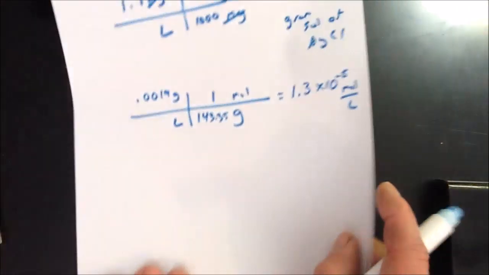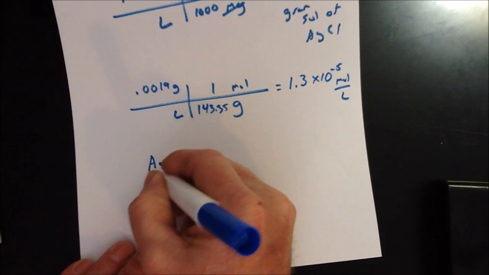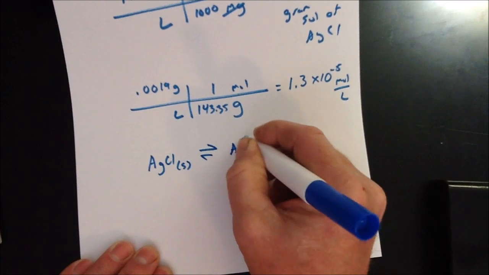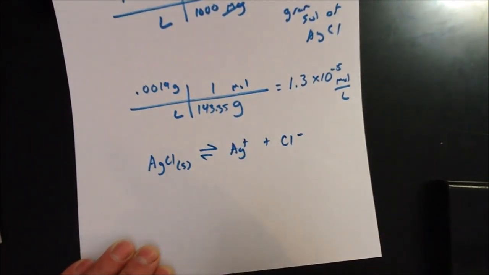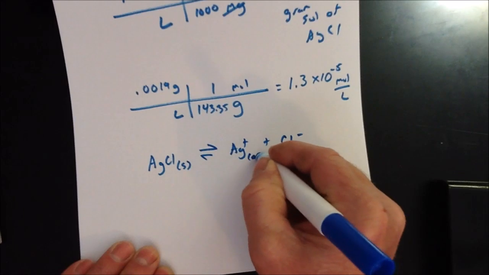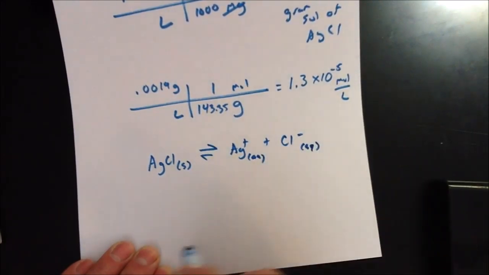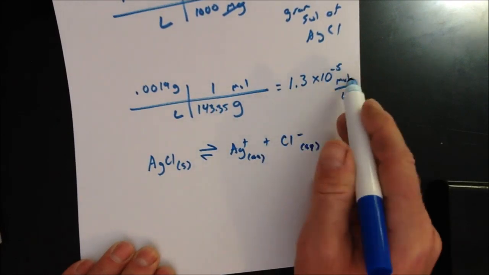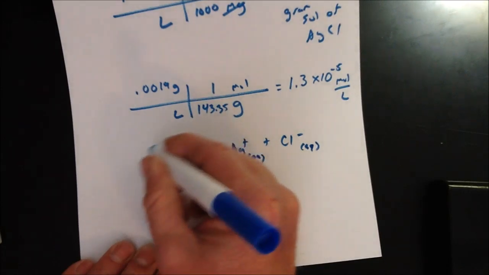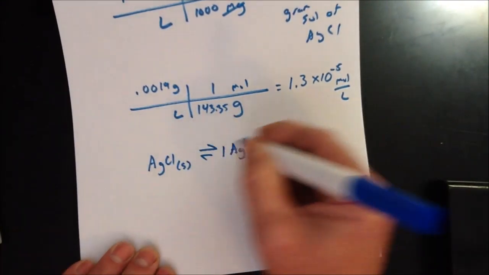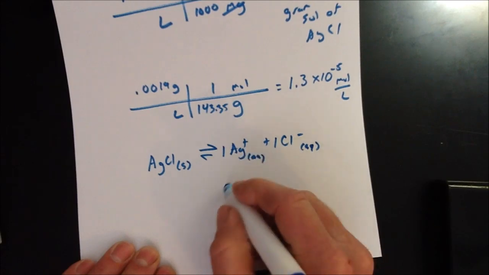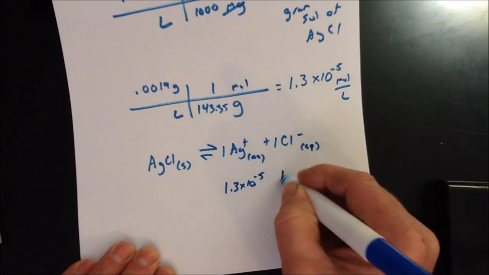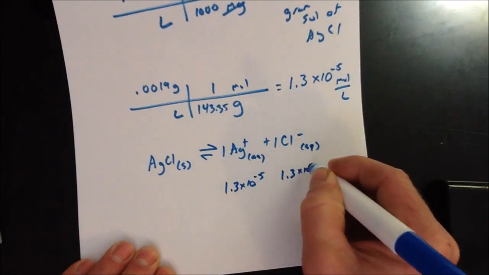On the other hand, let's see what happens when we do this with AgCl. Really similar equilibrium expression. Solid AgCl at equilibrium with Ag plus ions and Cl minus ions, aqueous. And my AgCl molar solubility was 1.3 times 10 to the negative 5th moles per liter. Again, that's the molar solubility of the solid. And since it makes 1 and 1, my concentration of Ag ion is 1.3 times 10 to the negative 5th. And my concentration of Cl minus is 1.3 times 10 to the negative 5th.